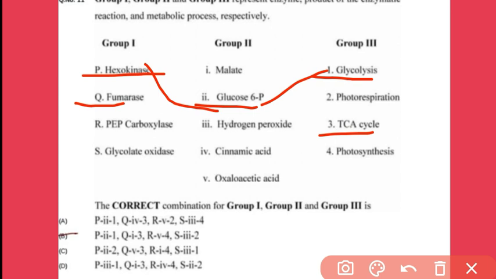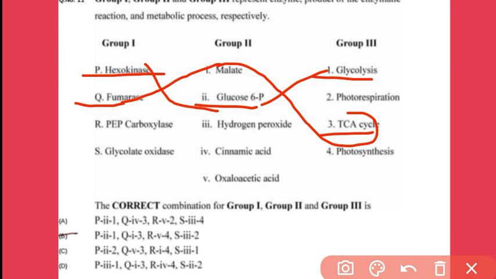So the fumarase gets converted into malic acid or malate in the TCA cycle. Then a third enzyme, PEP carboxylase, phosphoenolpyruvate carboxylase, is an enzyme in the family of carboxylases found in plants and some bacteria. This enzyme catalyzes the addition of bicarbonate to phosphoenolpyruvate to form the 4 carbon compound oxaloacetate and an inorganic phosphate.